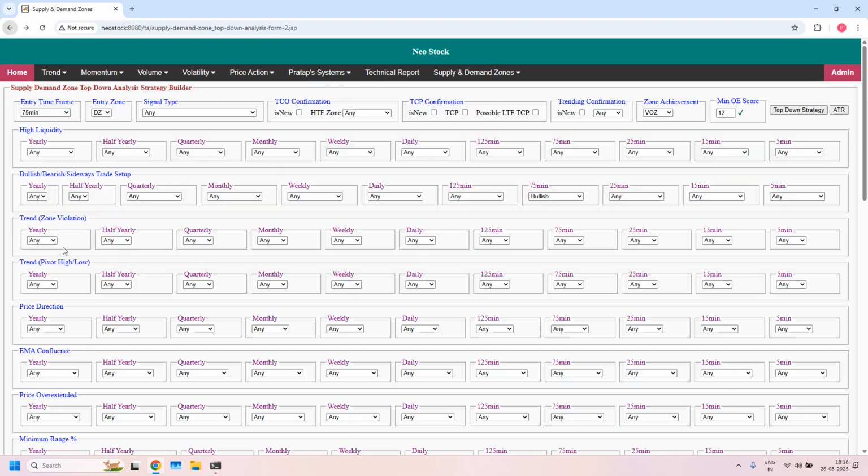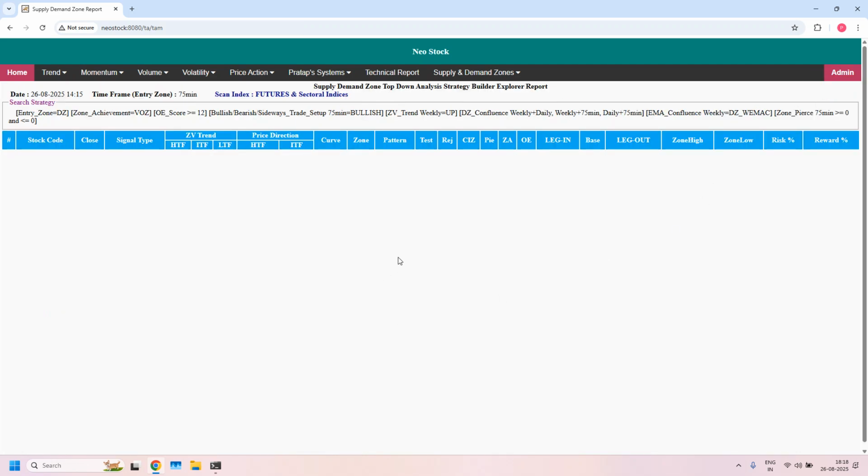Is any weekly demand zone having weekly EMA confluence? And also the trend on the weekly should not be sideways. It should be uptrend because it is a bullish trade setup. So none of the stocks are having it. So this is the bullish trade setup for weekly income trade.